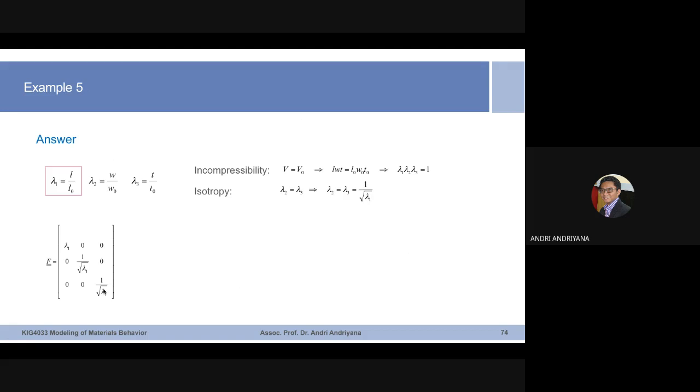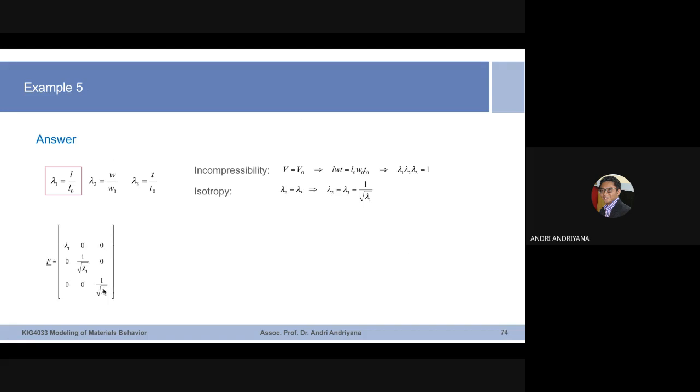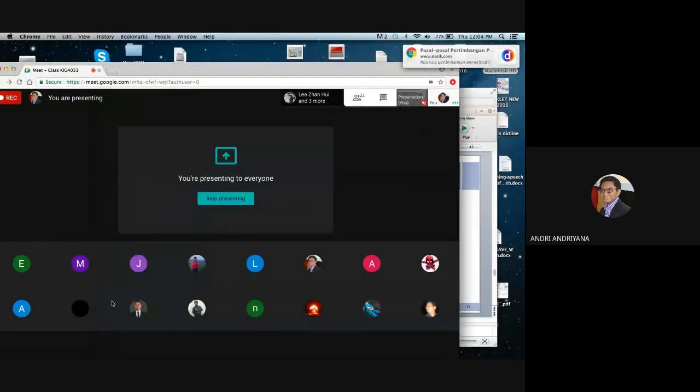Now, I have given you the expression for F. You need to go back here and find what is B, what is C, what is tensor E, and what is tensor epsilon from the information of F here. I will give you 10 minutes to do this, and then I will open the submissions link as usual in the Spectrum. Now is 12:05, and I will be back at 12:15. Please have a look, do it, upload it in Spectrum. If you have any question, you can type in the chat box.